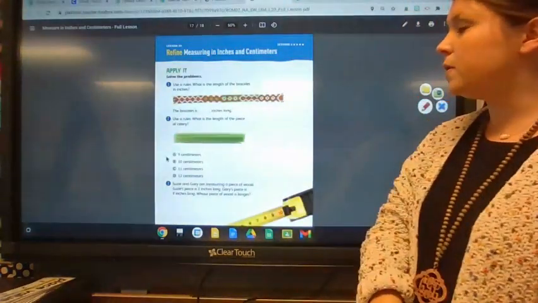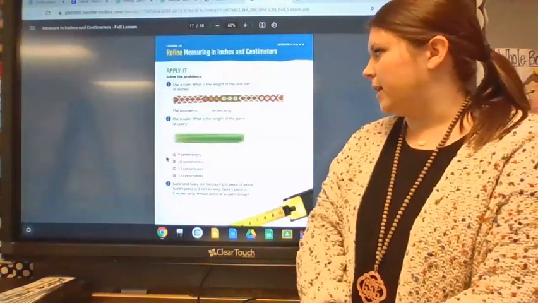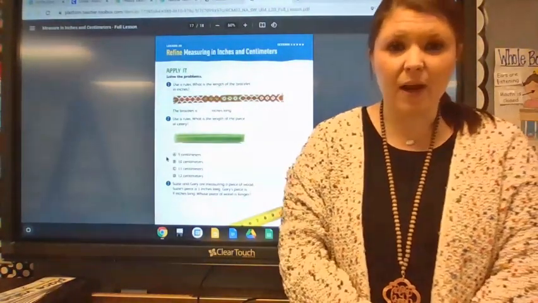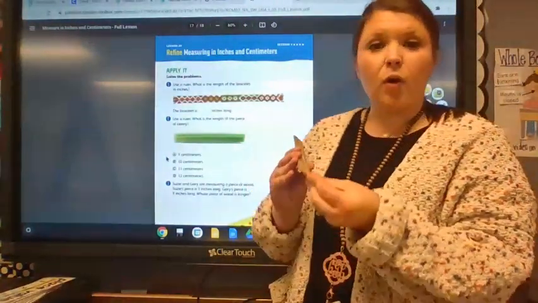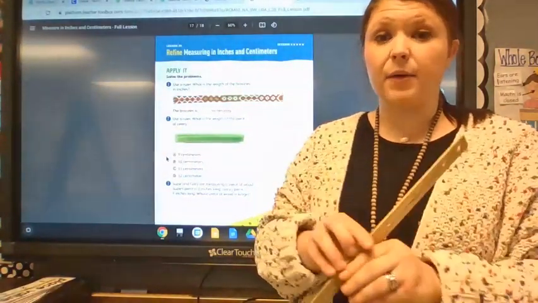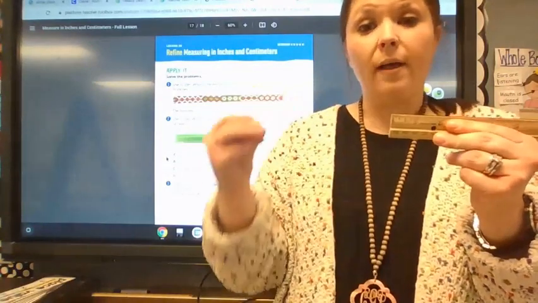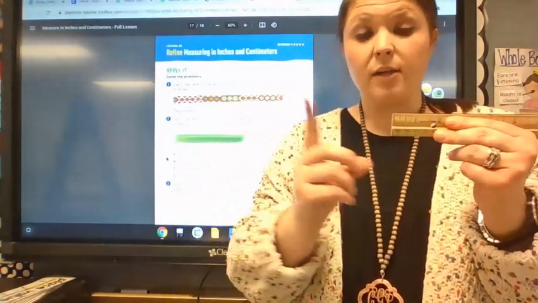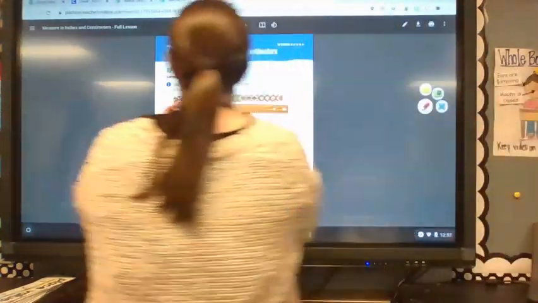Question number 1, use a ruler. What is the length of the bracelet in inches? All right, I want you to go ahead and answer that question. All right, so remember, if our ruler has a 0, we start at the 0. If our ruler doesn't have a 0, then it's assumed that the 0 is at the end of the ruler. We line up the beginning of the object with our 0 or our assumed 0 at the end, okay?